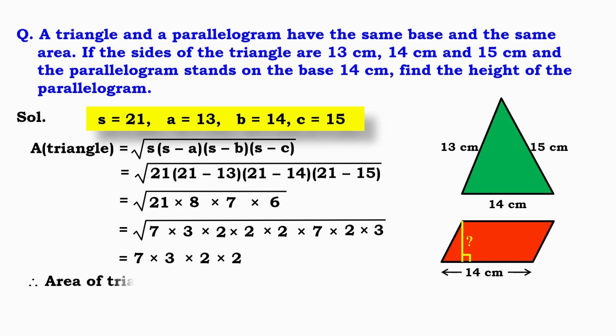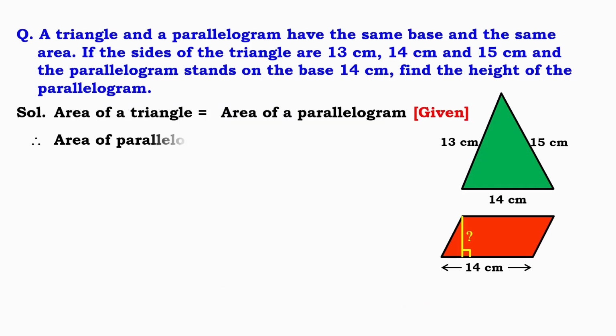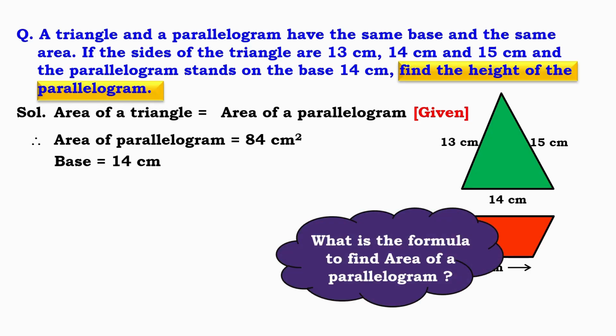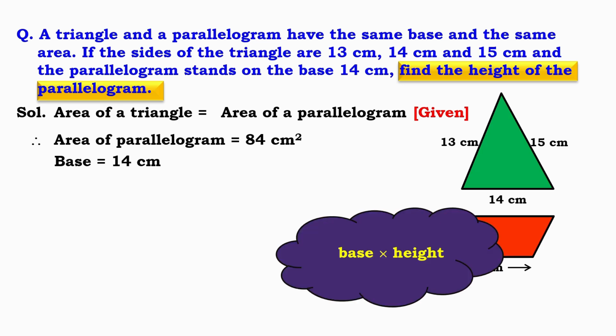So now it is coming, the area of the triangle is 84 centimeters square. But we already know that the area of triangle is equal to the area of parallelogram. So this is given. So area of the parallelogram will be also 84 centimeters square. Now the base of the parallelogram is given 14. But what is the formula to find the area of the parallelogram? That is base into height.